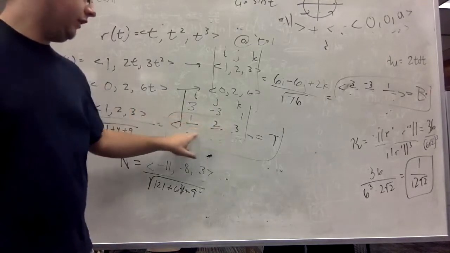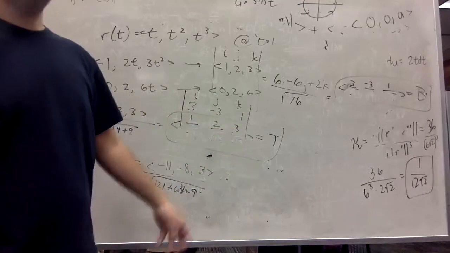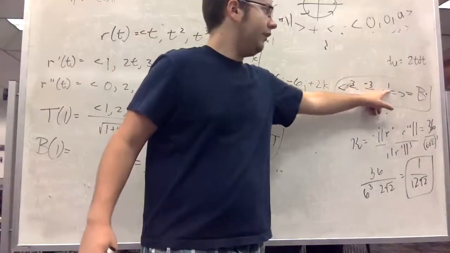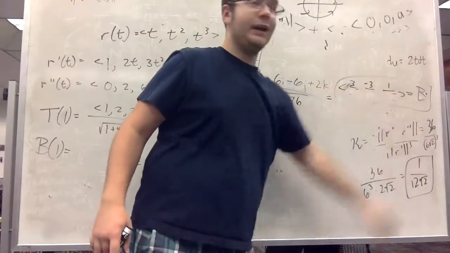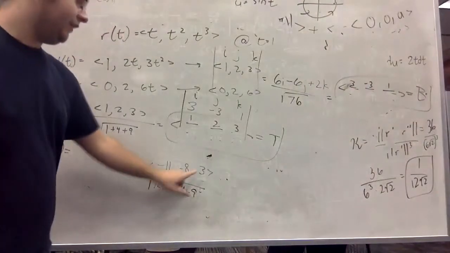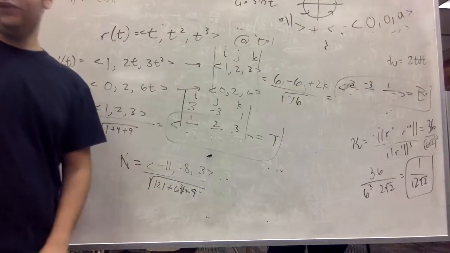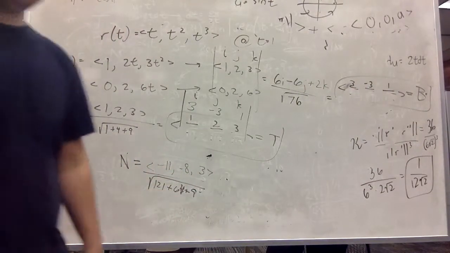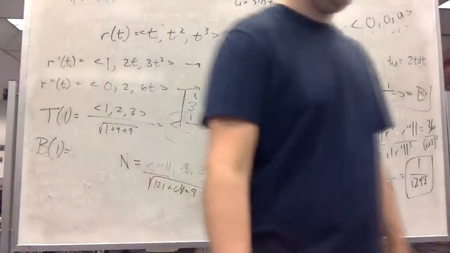So 1, 2, 3 over root 14 is our unit tangent vector. 3, negative 3, 1 over root 19 is our unit binormal vector. Negative 11, negative 8, 3, all over the square root is our unit normal vector. Good? That's how you find those. Alright, we're done with the review.